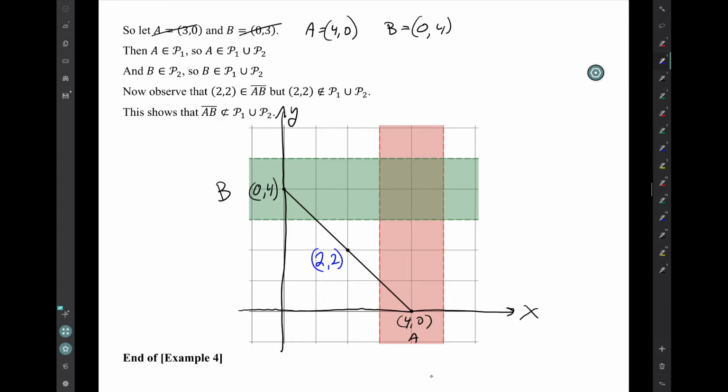Now remember, an earlier example showed that if you have two sets that are convex, their intersection is convex, and we did a general proof of that. That's always true. We can see that that's illustrated in this particular example. The intersection of set P1 and P2 is this shaded square that is a convex set. But the union of P1 and P2 is this cross-shaped region that's not convex.